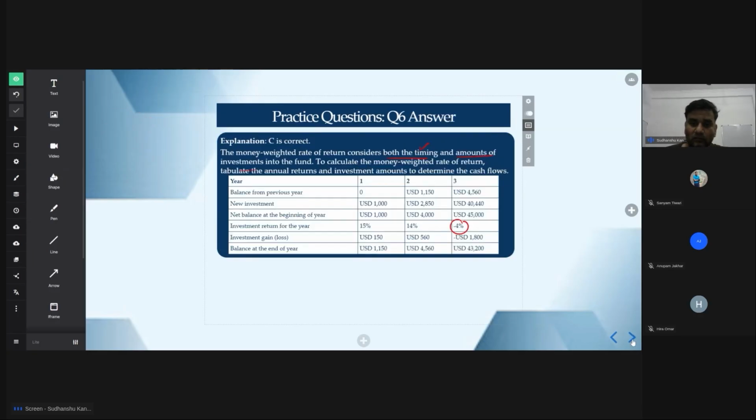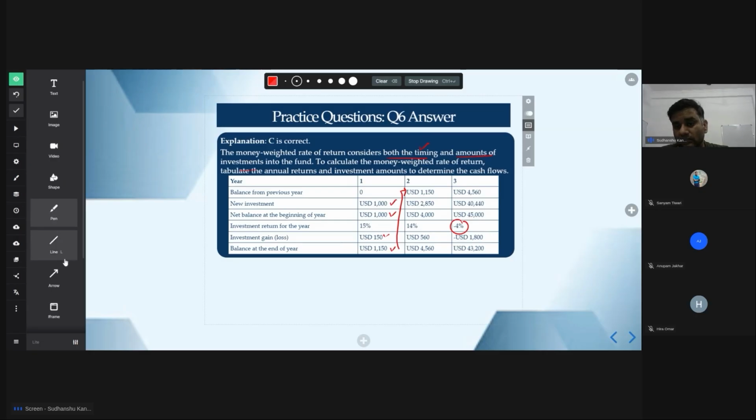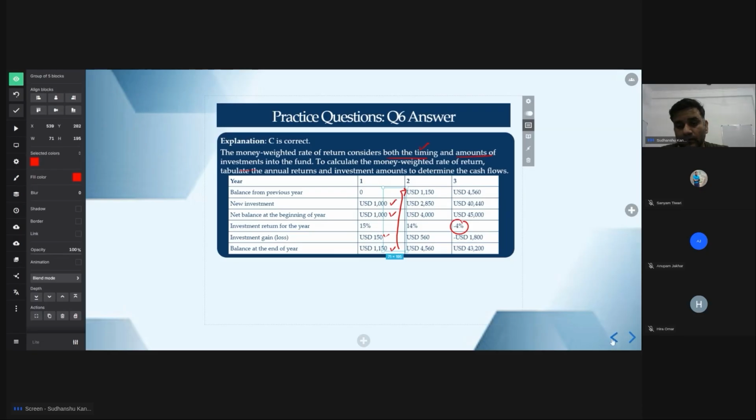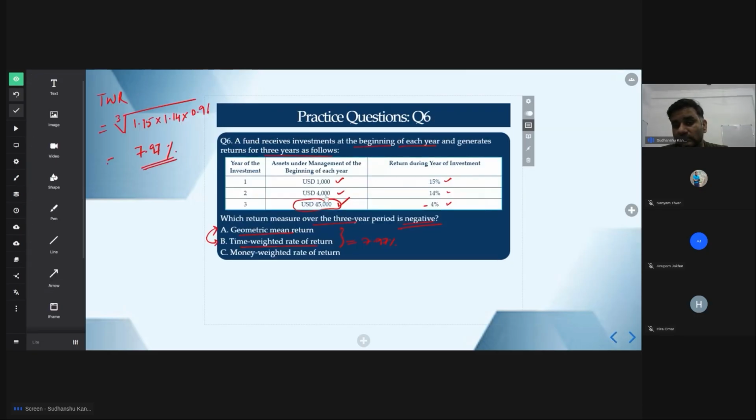So again, the calculation here is this. The first one has been shown. The first one has been calculated. You can see new investment 1000, net balance 1000. The gain is 15%, 150, 1150. This goes here, right? 1150, new investment 2850, right? Because net balance, if you see here, the asset under management at the beginning is 4000.